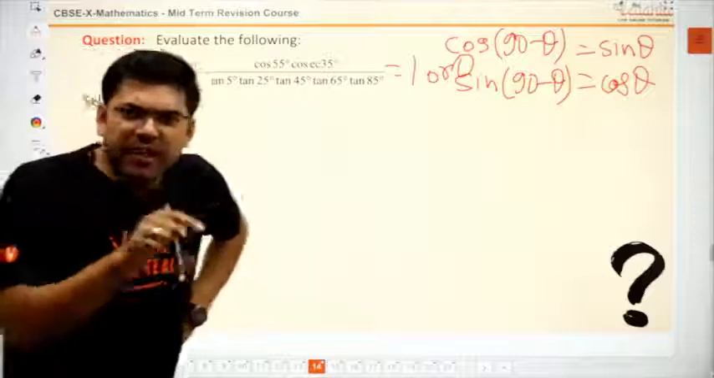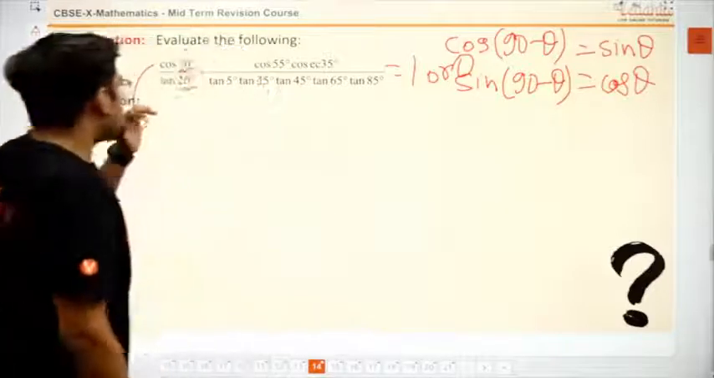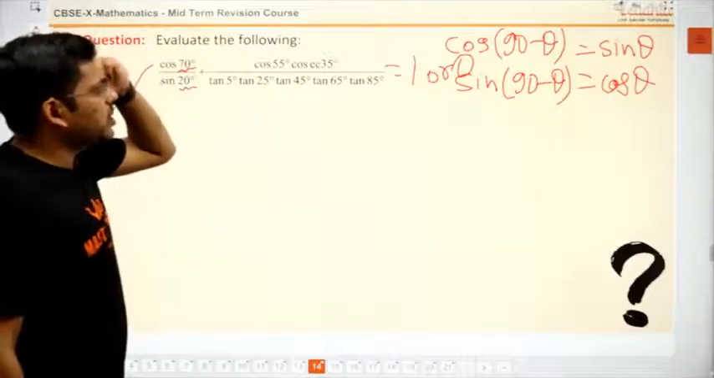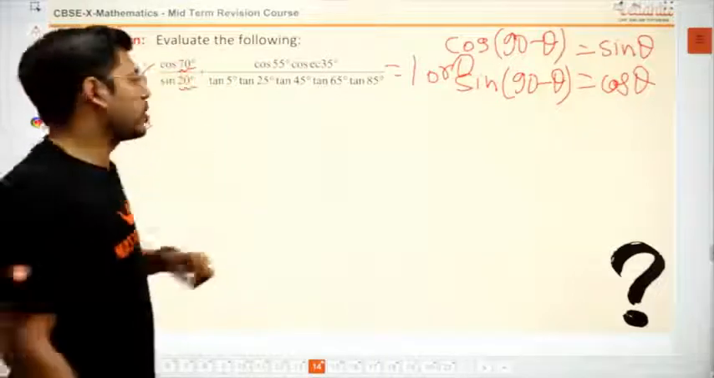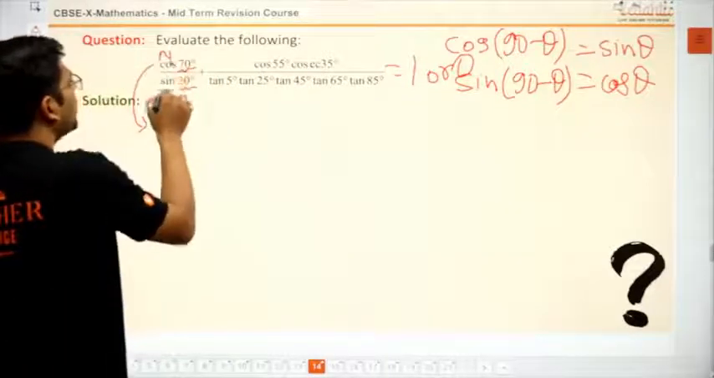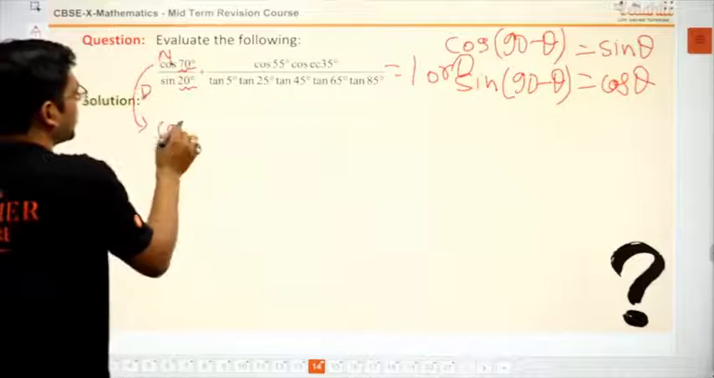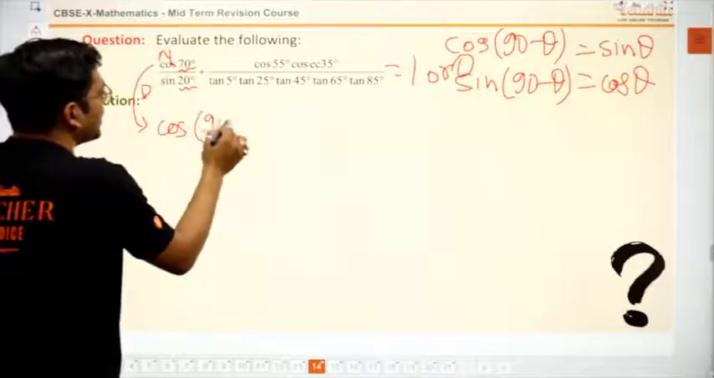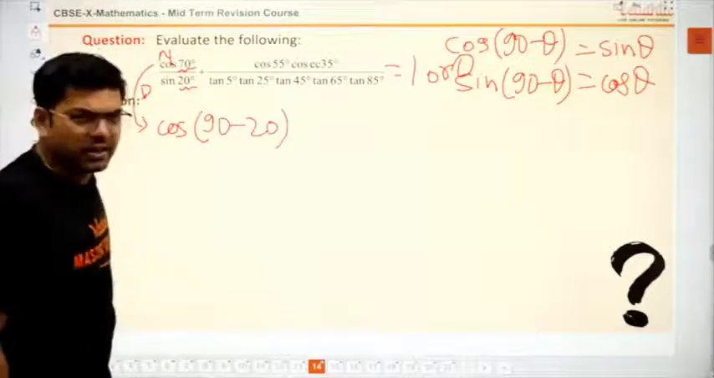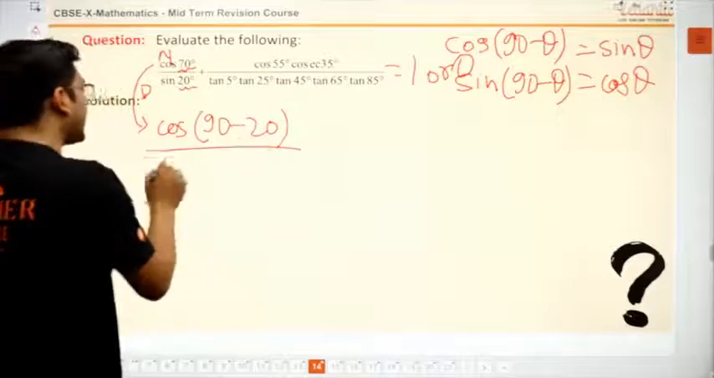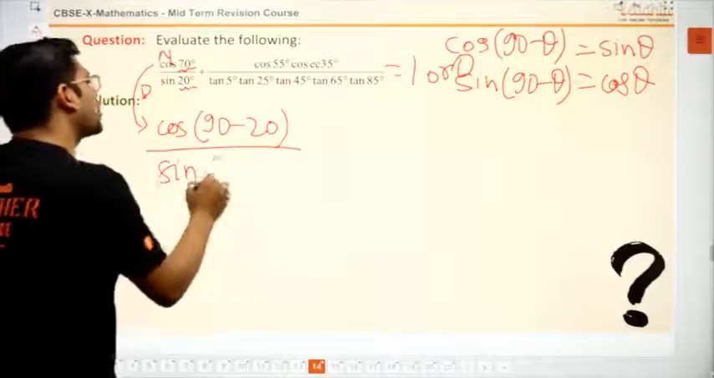The main trick of this question is to convert the trigonometric ratios, half of them. What I mean is, here we have a numerator and a denominator. Convert the numerator: cos 70 can be written as cos(90 minus 20), divided by sin 20. Sine can also be converted, but I won't convert sine.